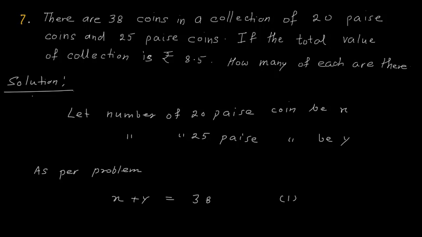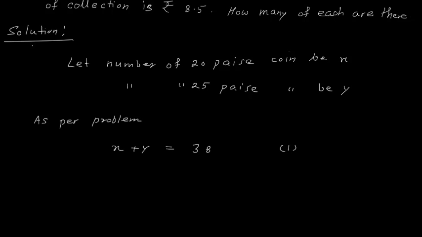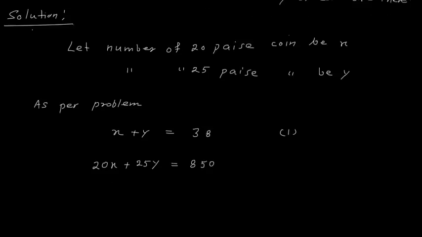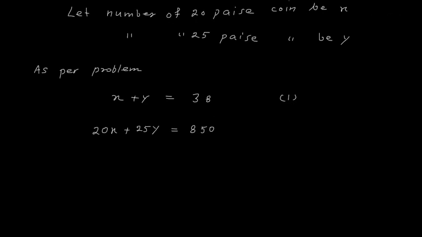This we will consider equation number 1, and their total is rupees 8.5. Now rupees 8.5 is 850 paisa. So we have x coins of 20 paisa, so the total amount will be 20x, plus we have y coins of 25 paisa, so we have 25y. This is the total amount, and this is equal to 850 paisa. Now I can reduce this equation by dividing it by 5.